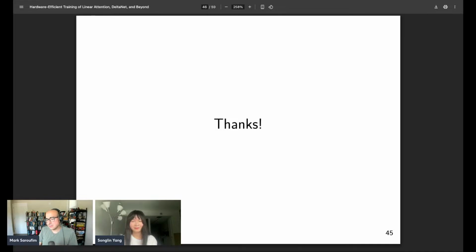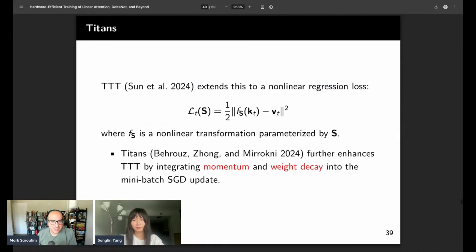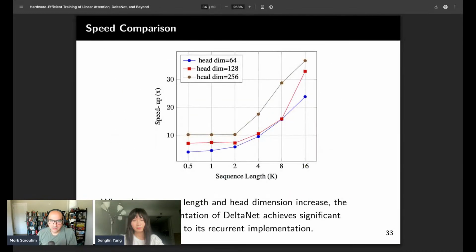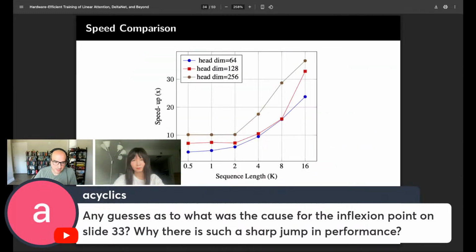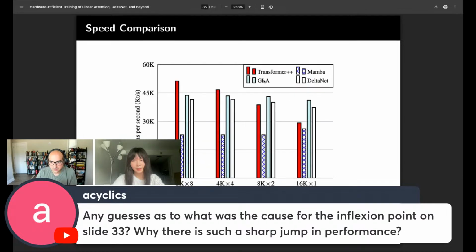I see three more questions. One is on, I believe, slide 33. Maybe we can go there? Actually no, I think it might have been about 34. I think you're correct. So Acyclix is asking, any guesses at what was the cause for the inflection point on slide 33? Why is there such a sharp jump in performance?